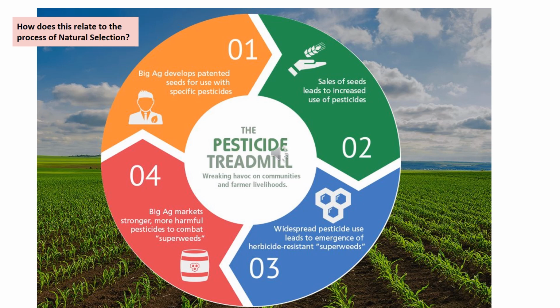So that's an example of big ag, like Monsanto, developing patented seeds for use with specific pesticides. The sale of the seeds leads to increased use of pesticides. So you're selling the seeds and you get to reduce weeds, which reduce yields. The pesticide is used even more, not worrying about how it hurts the crop, to get rid of the weeds to increase the production.